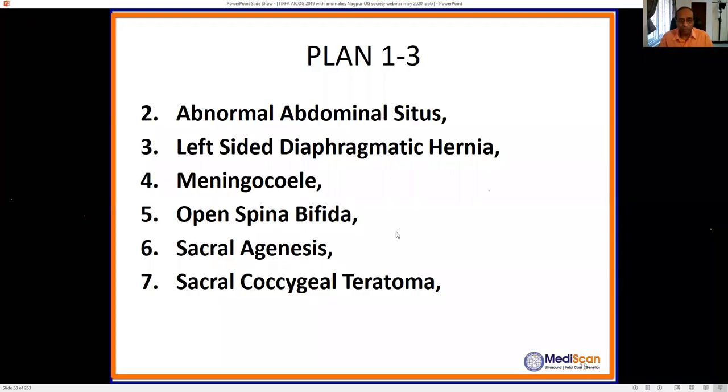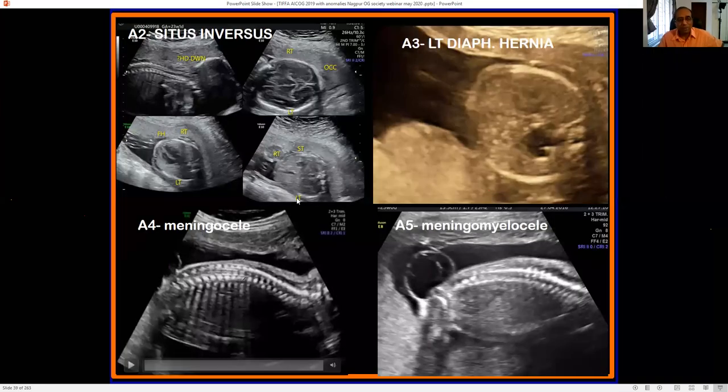Now let's look at plane 1 to 3. We look at anomalies 2 to 7: left-sided diaphragmatic hernia, meningocele, open spina bifida, and so on. So situs inversus. How do we diagnose situs inversus? Here is a baby in cephalic presentation, right? And that's the occiput. So spine, stomach, and portal vein are going in the anti-clockwise direction. We said initially, spine, stomach, and portal vein must go in the clockwise direction. The apex of the heart is also on the same side as the stomach. So this baby, cephalic presentation, all the organs, both the abdominal organs and the heart, are inverted. So this is situs inversus totalis.